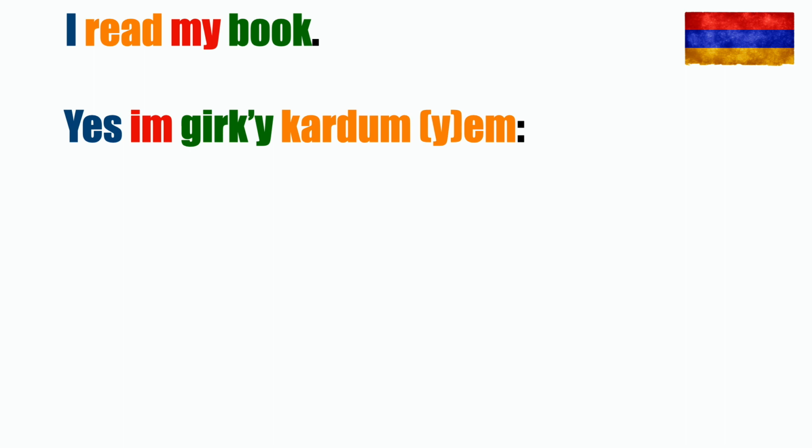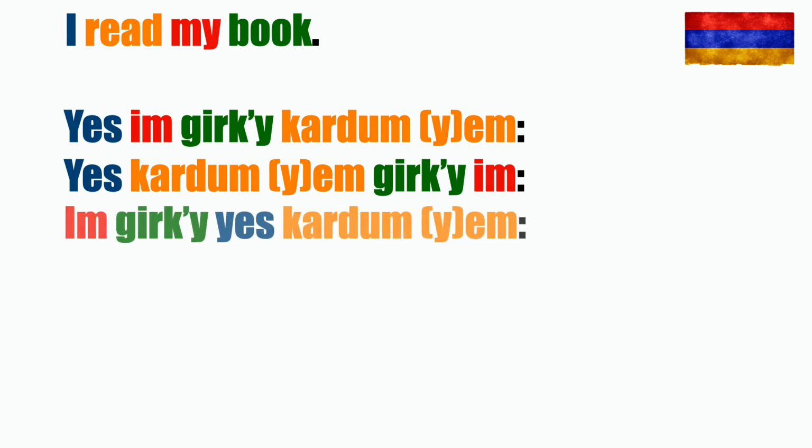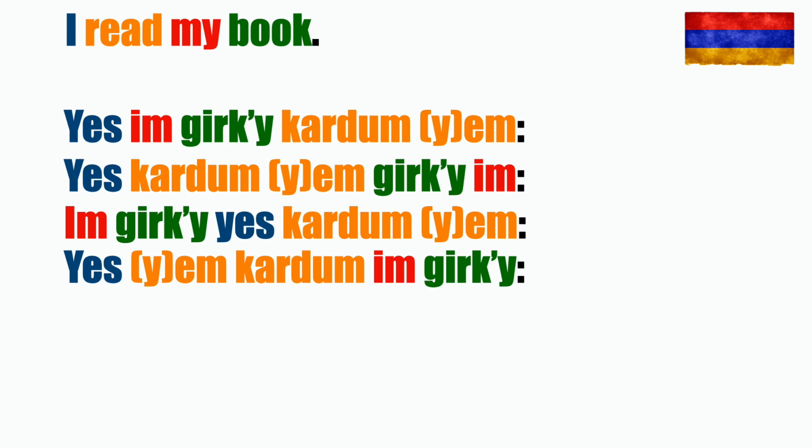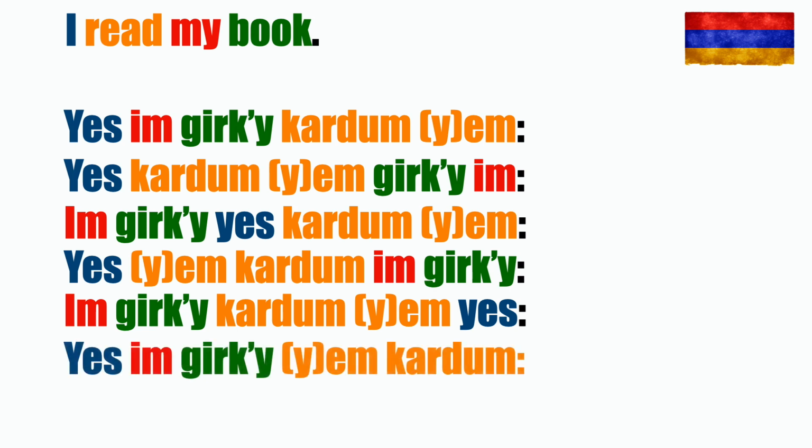Ես իմ գիրքը կարդում եմ. Ես կարդում եմ գիրքը իմ. Իմ գիրքը ես կարդում եմ. Ես եմ կարդում իմ գիրքը. Իմ գիրքը կարդում եմ ես. Ես իմ գիրքն եմ կարդում. All those combinations are actually possible and grammatically correct.